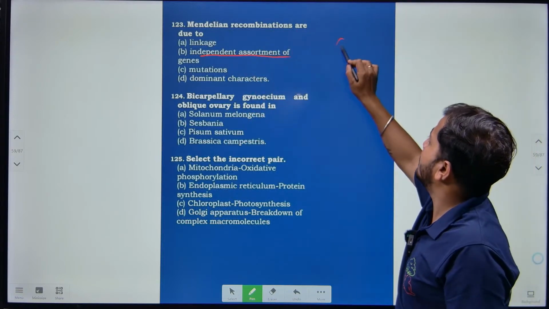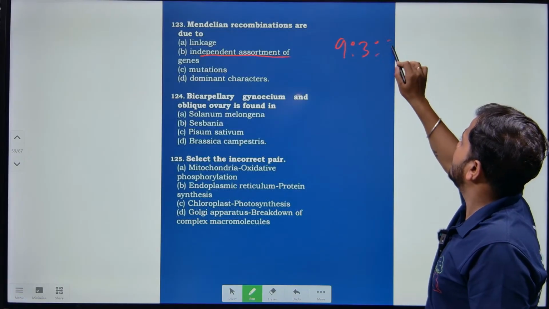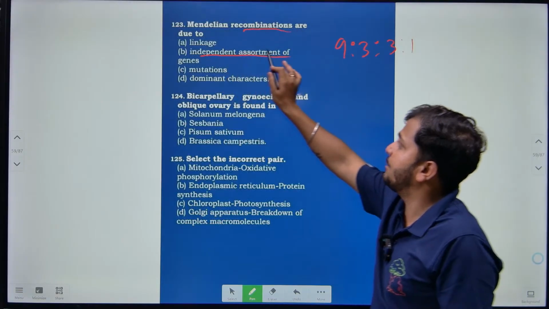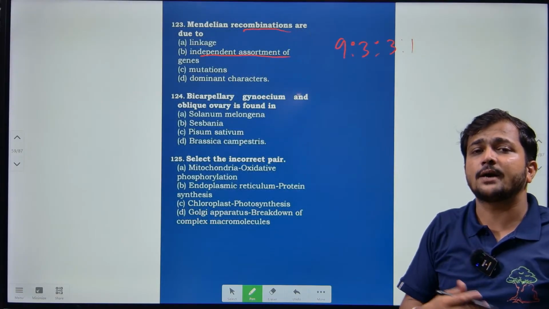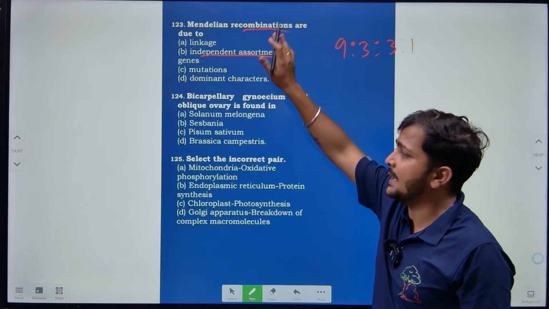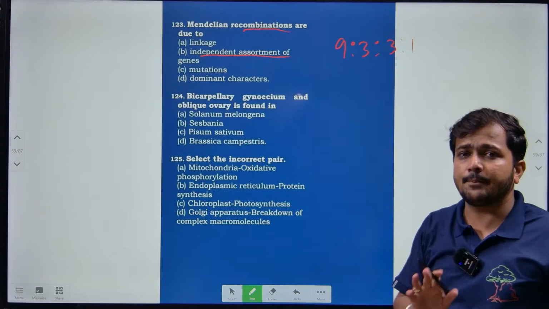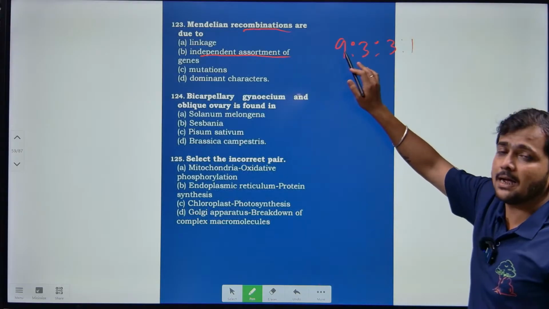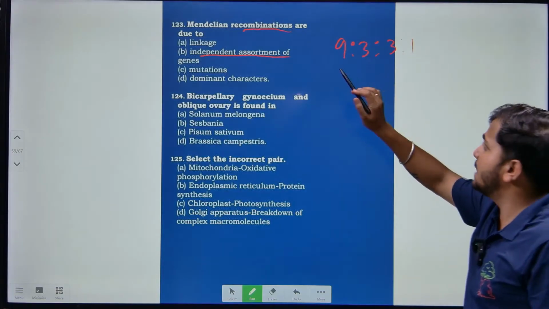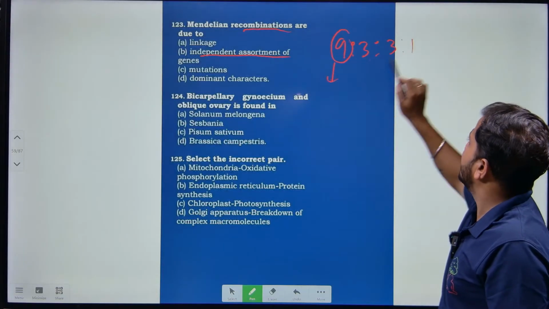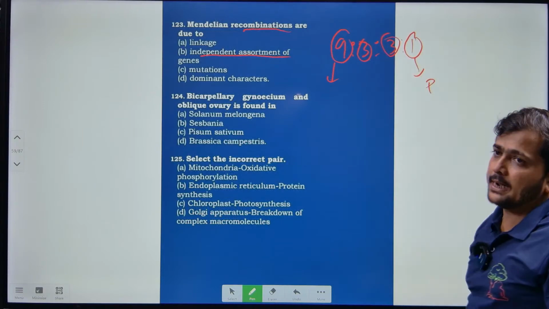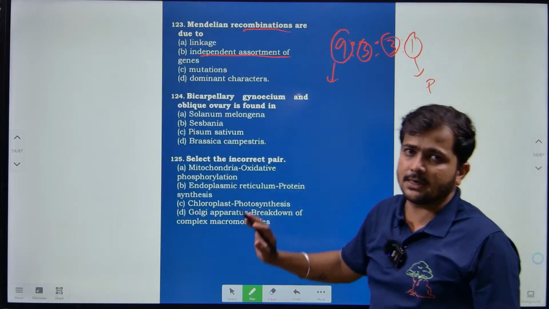There he got the ratio 9:3:3:1. So they are asking recombination is due to what: independent assortment. The genes are going to segregate independent of each other. That recombination he explained with respect to independent assortment by giving the phenotypic ratio 9:3:3:1. So 9 and 1 were parental type, and these 3 and 3 were non-parental type, which actually shows the recombination here.